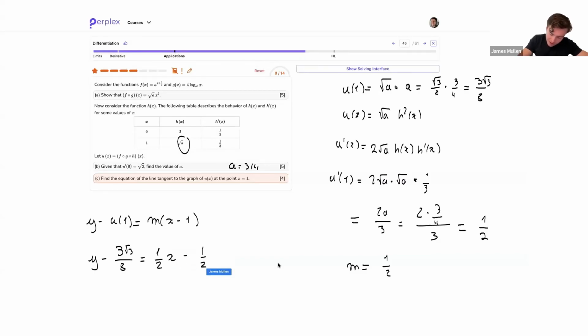Okay, and now I can simplify that to y is equal to half of x, and then I'm going to have plus 3 root 3 over 8, and if I put 1 over 2 as 4 over 8, that's minus 4 over 8. That is my final answer.